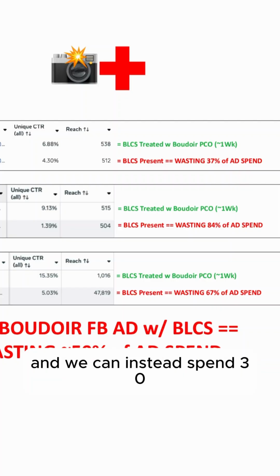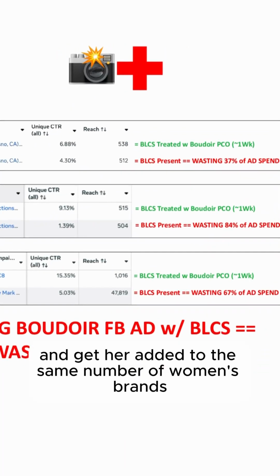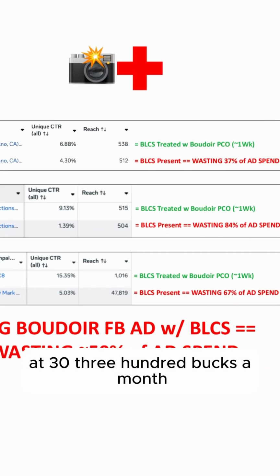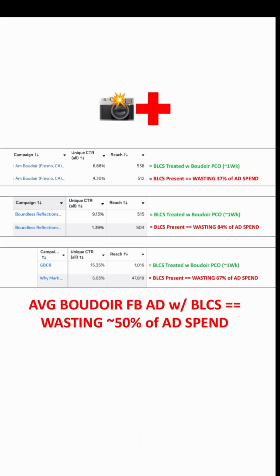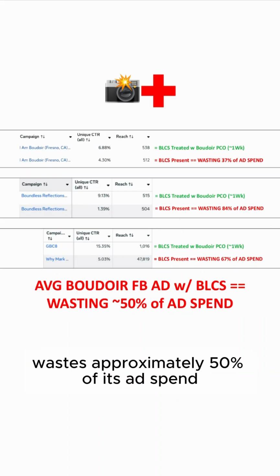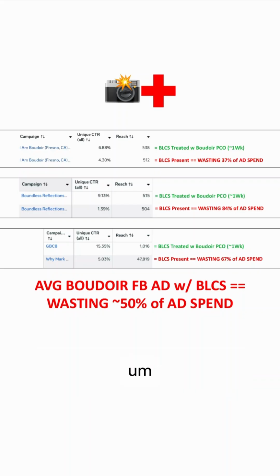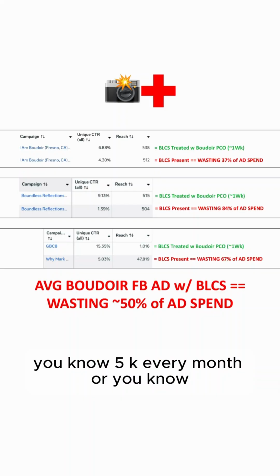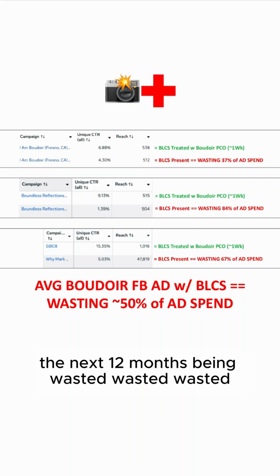And we can instead spend 3,300 bucks a month on the Boudoir Pico treated ad and get our ad into the same number of women's feeds as the original at 10 grand a month. And from all the numbers here from my testing, the average Boudoir Facebook ad with BLCS wastes approximately 50% of its ad spend, literally half going down the drain. So if they're spending 10 grand a month, on average, that's 5K every month, or approximately 60 grand over the next 12 months being wasted.